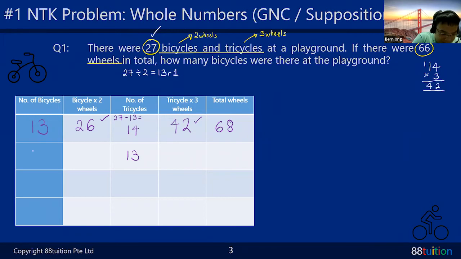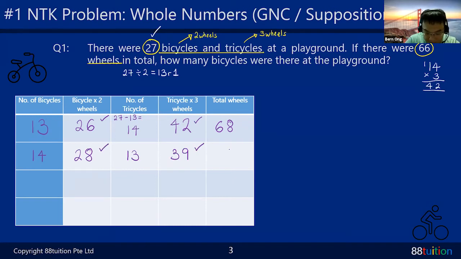27 minus 13 is back to 14 down here. Can you see? So I'm guessing that there's 13 tricycles. Okay, so if there's 14 bicycles, one bicycle, 2 wheels, 14 bicycles, 28 wheels. 13 tricycles, 13 times 3, this one I know. Mental sum, 39, right? So you take 39 plus 28.